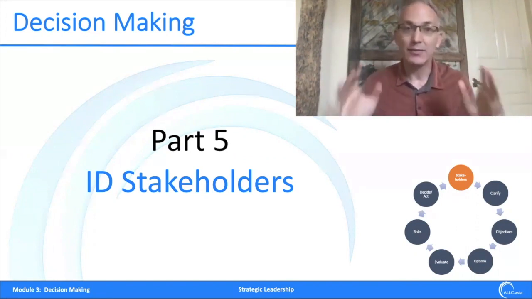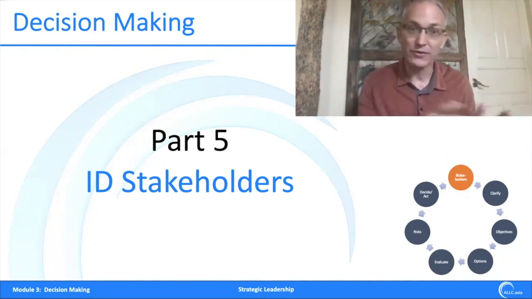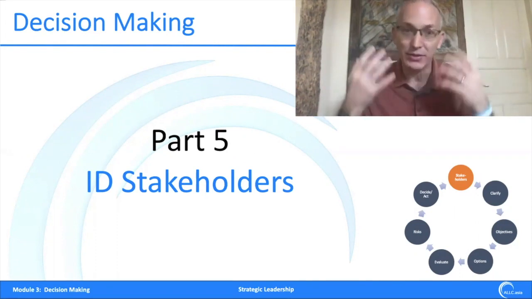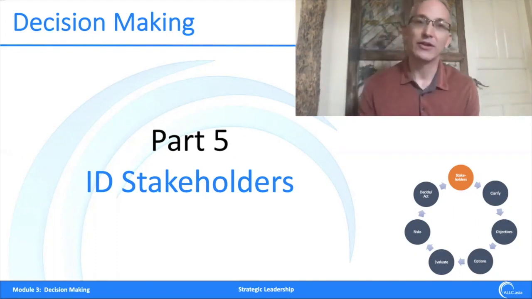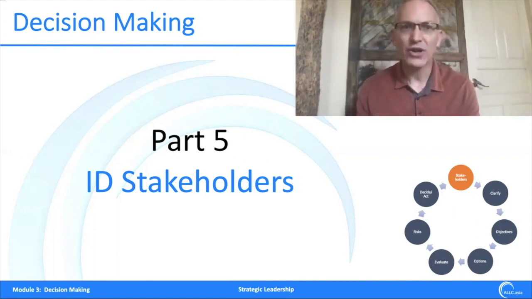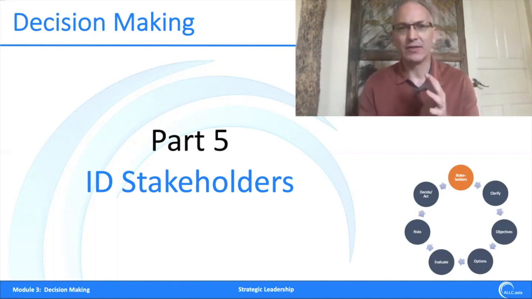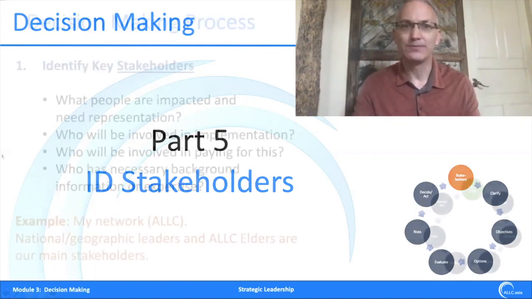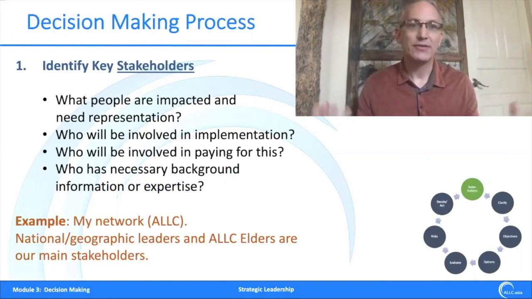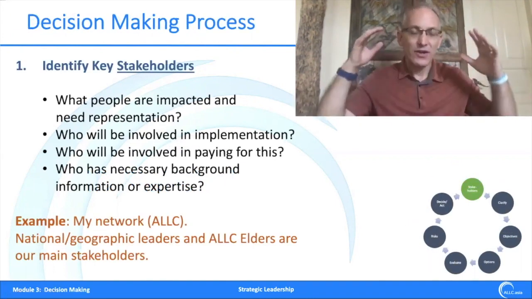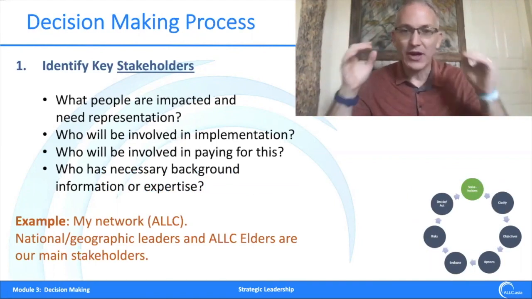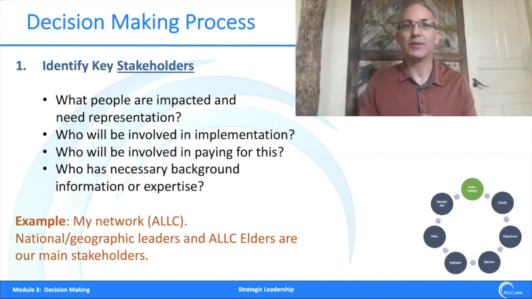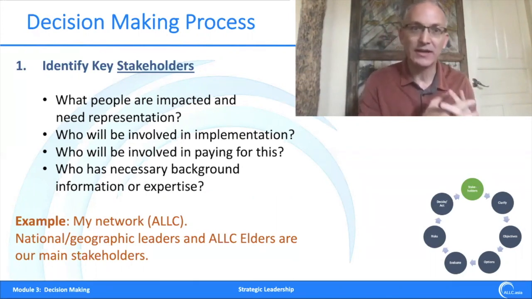So please make sure you've got a good decision in mind to go through the rest of this module so that you can really apply it and help the learning to really take hold. So the first step of this 7-part decision-making model is to identify stakeholders. So what does it mean to identify key stakeholders? It means figuring out who are the key people that really need to be involved in making this decision. Who do we need to involve in making this decision?